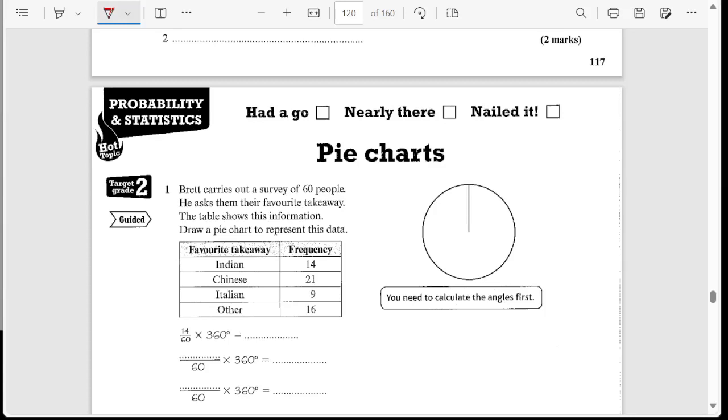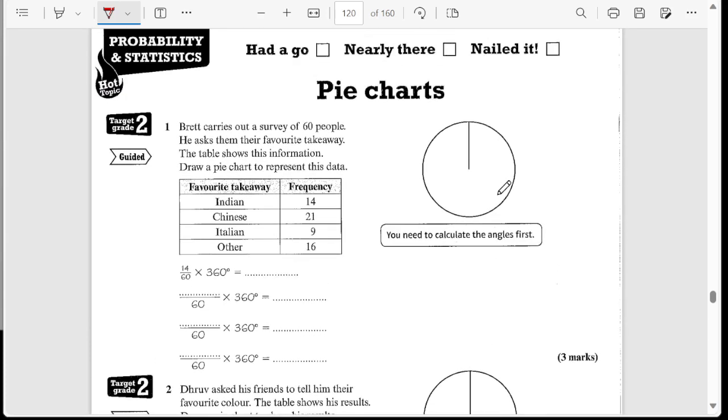Today I'm looking at the foundation tier revision and I'm looking at pie charts. So this is a page taken from the foundation tier revision workbook from Edexcel. This is topic 118, pie charts. And I'm going to try and show you how I would do my angles. I'm going to be bringing in my snippet tool just to help me out. But let's crack on.